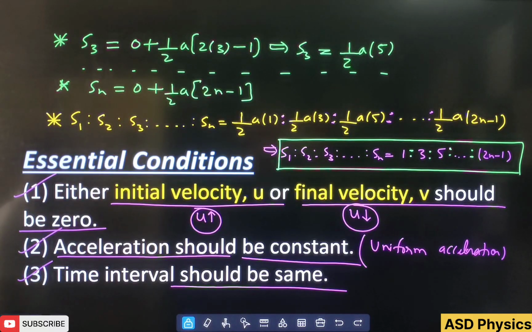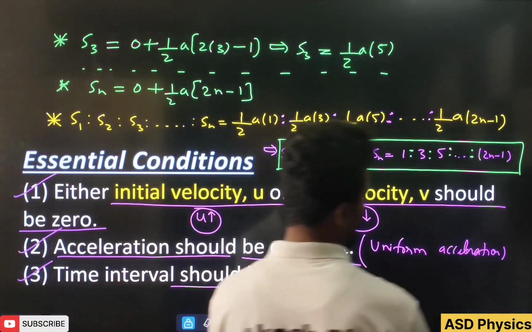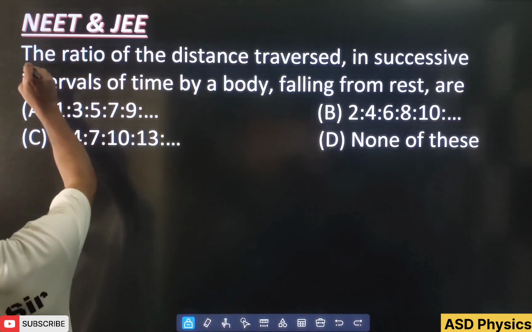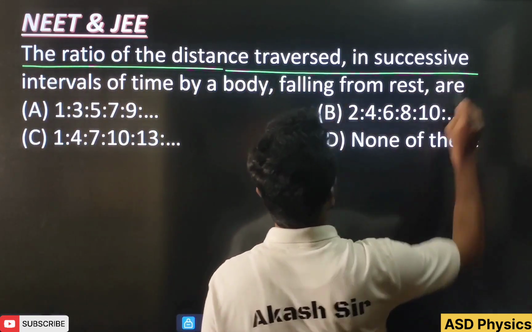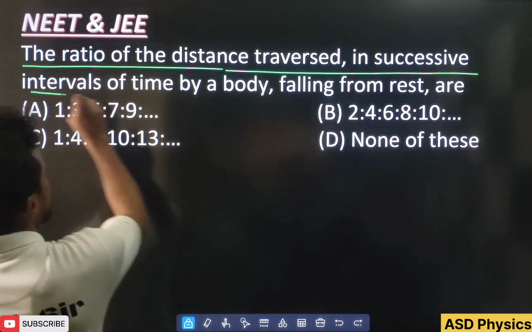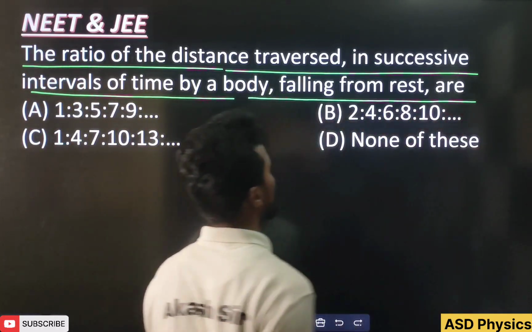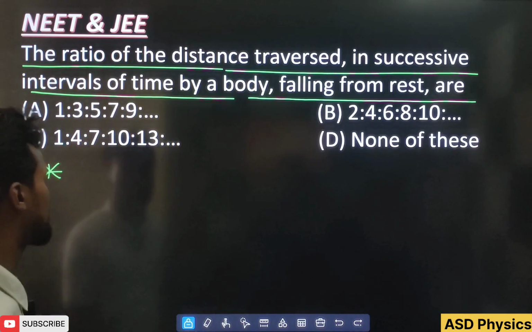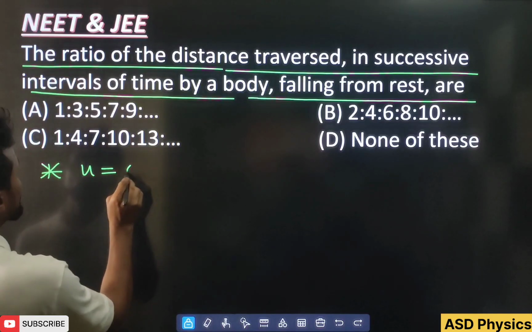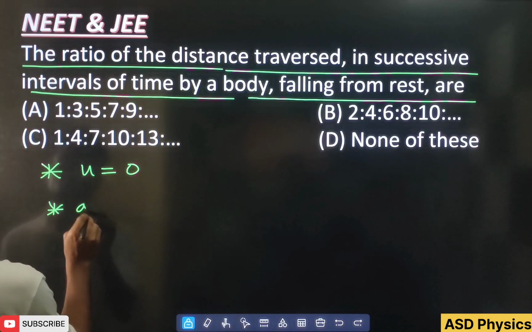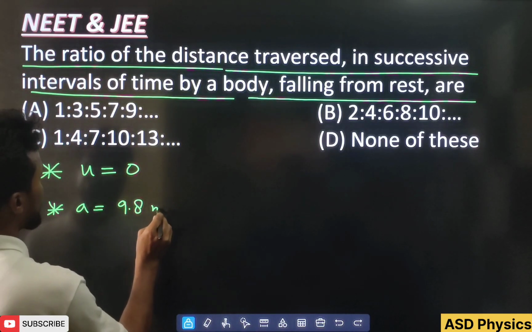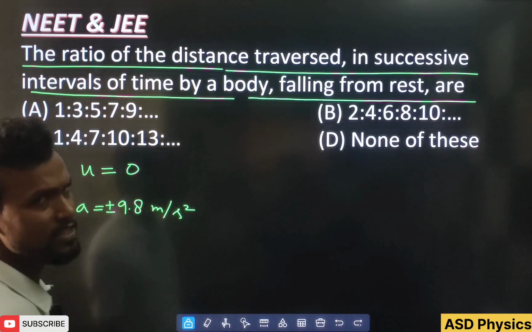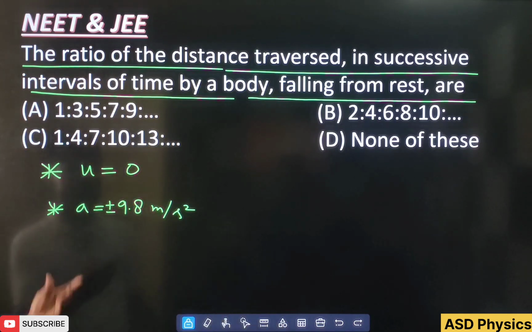So if these three conditions are satisfied, we can use Galileo's law of odd numbers. So let's see the question, then only we can understand further. The question is: the ratio of the distance traversed in successive intervals of time by a body falling from rest. So this is the motion under gravity when the object is falling. When the object is dropped, u equal to 0, first condition is satisfied. Acceleration 9.8 meter per second squared. This is also one constant value, depending on the sign convention. It may be plus or minus, not a big problem. We will see detail later.